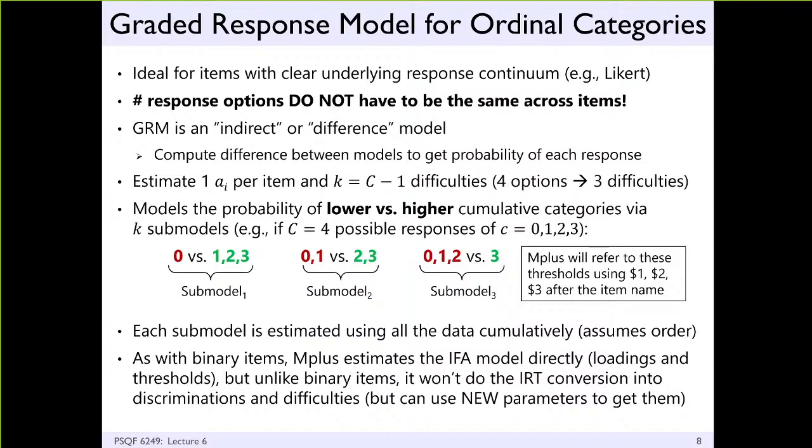Now, what do you notice about A across these submodels? A sub i. A is the same. That is not a coincidence, and that is not a typo. These models assume, without testing, that the same slope holds across all 3 submodels, so that the effect on the logit or probit of a 1-unit change in theta is the same no matter which green you're predicting.